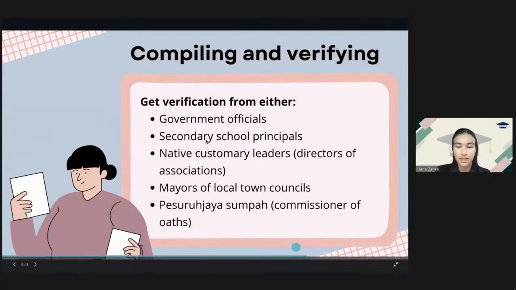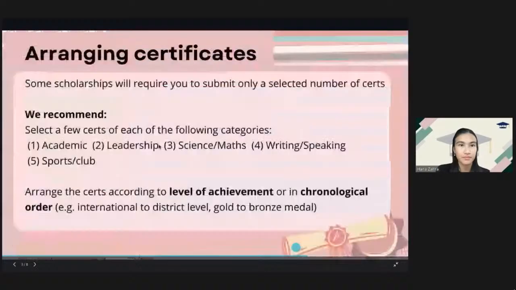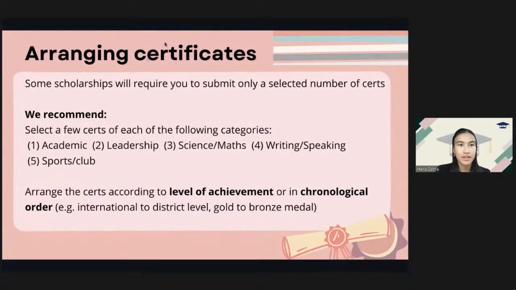Okay, moving on. Another thing that you have to ensure is when it comes to arranging your certificates. Now, this is a very important part in your application process, of course. So, okay, some scholarship bodies will require you to submit only a selected number of certificates. And this is where quality over quantity comes into play, because you would have to basically compress your files, and most scholarship portals actually have a limit as to how big of a file size you're allowed to submit.